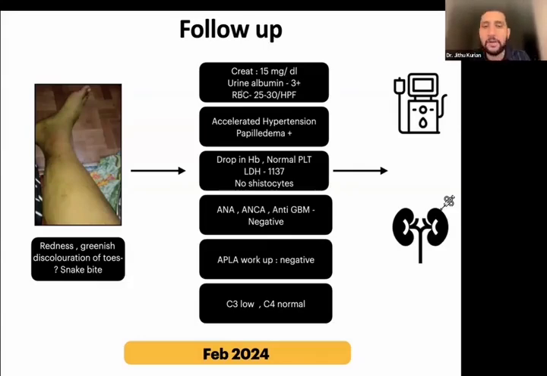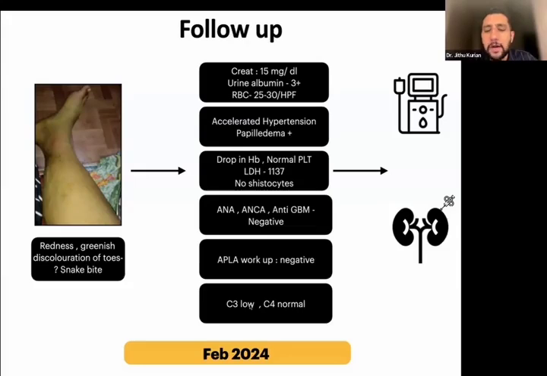She had advanced renal failure. The urine was active. And what was predominant was an accelerated hypertension. The blood pressure was very, very high, in the tune of about 220. She had papilledema. There was a drop in hemoglobin. Platelet counts were normal. Schistocytes were not there. LDH was raised. All the autoimmune markers were negative.